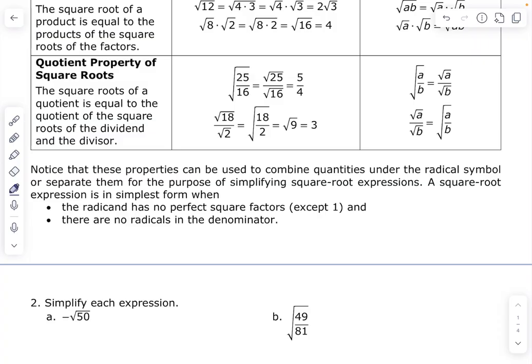And a square root expression is in simplest form when these two conditions are met. First, the radicand has no perfect square factors other than 1, and there are no radicals in the denominator. Okay, recall that the denominator is the bottom of the fraction. Okay, and if these two conditions are met, then a radical is said to be in simple radical form.